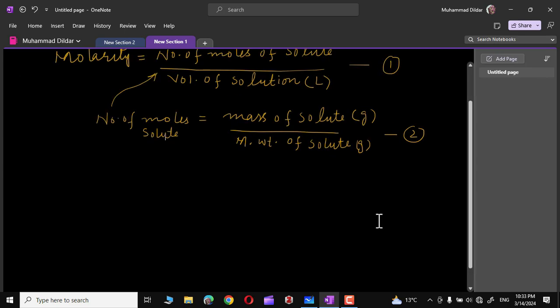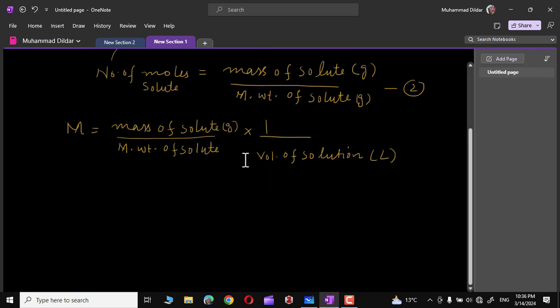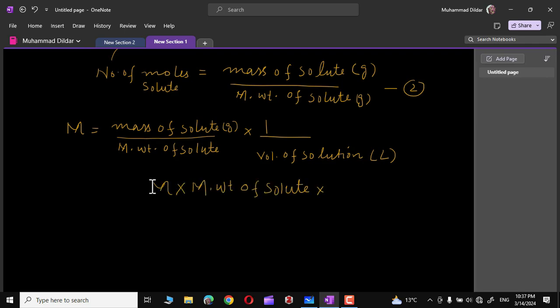So this new equation would become, let me write molarity as M, is equal to mass of solute divided by molecular weight of solute, and similarly, we can write 1 over the volume of solution in liters. Rearranging as per arithmetic rules, we can write it like this: molarity times molecular weight of solute times volume of solution in liters becomes equal to mass of solute in grams.